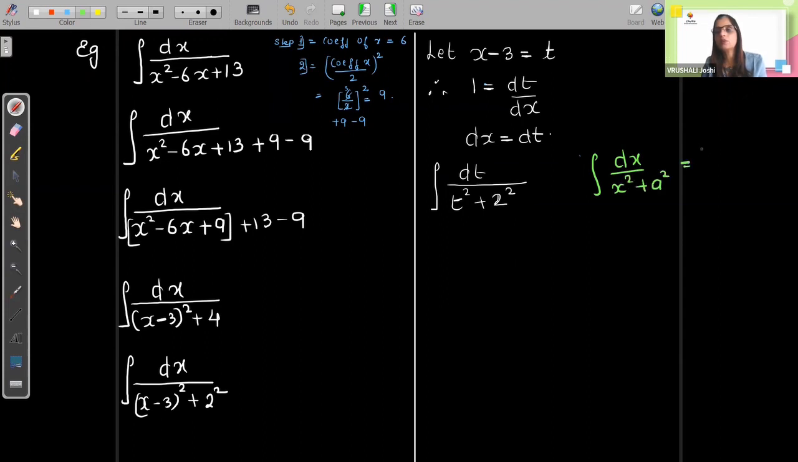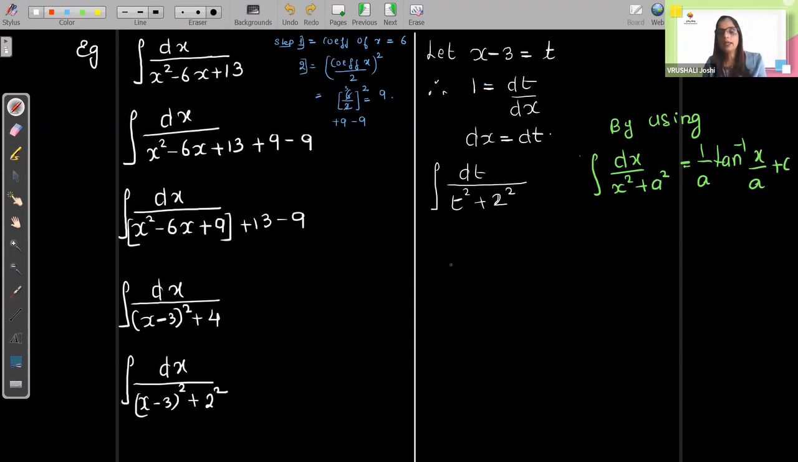Correct. This is equal to what? 1 by a tan inverse x by a plus c. याद है? Okay. So this is by using... Once you get your formula, then उसको तो सिर्फ implement ही करना है. So this is going to be what? Integration तो निकल जाएगा.